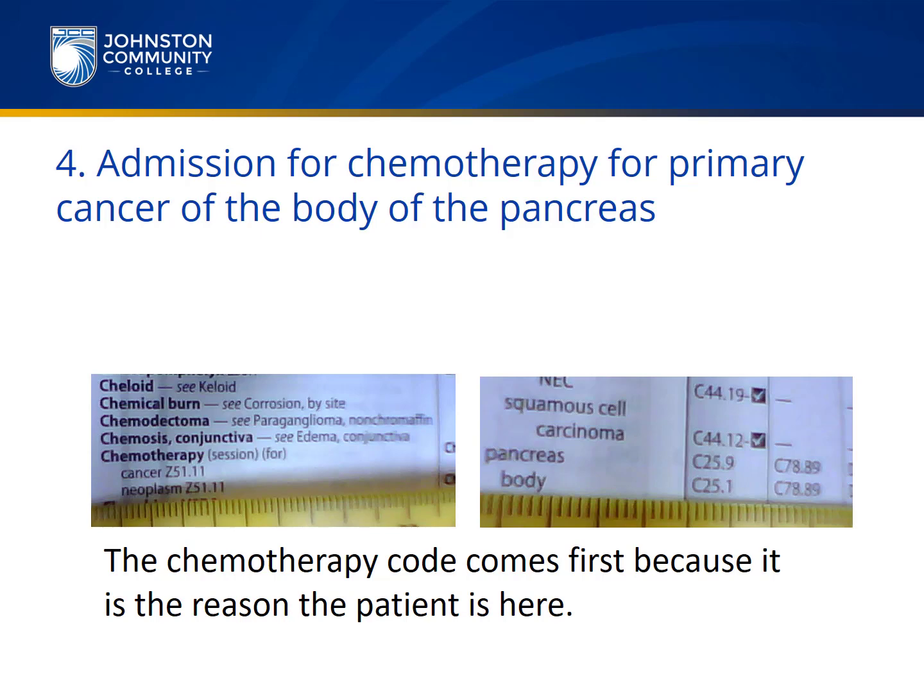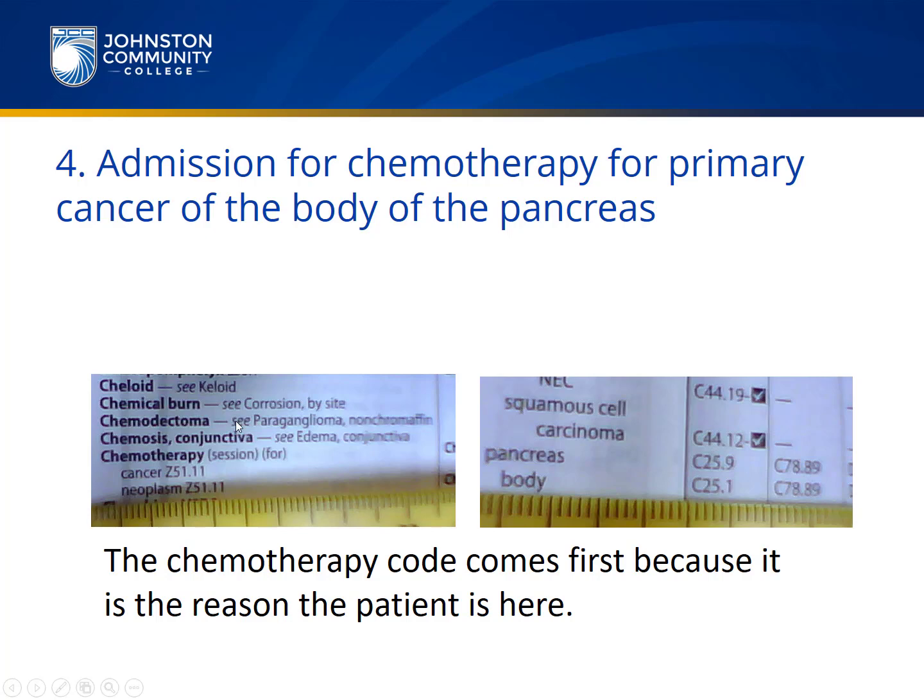Alright, our first question we're going to cover is question 4. Now, it might not have been question 4 on your test as they were randomized. But we have admission for chemotherapy for primary cancer of the body of the pancreas. So the first thing we're going to ask is, why are they here? They're here for the chemotherapy. So that's what's going to be our first code.